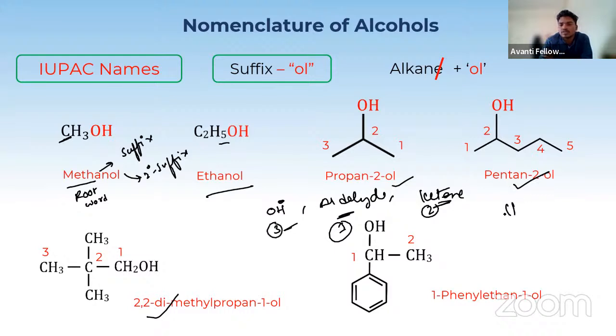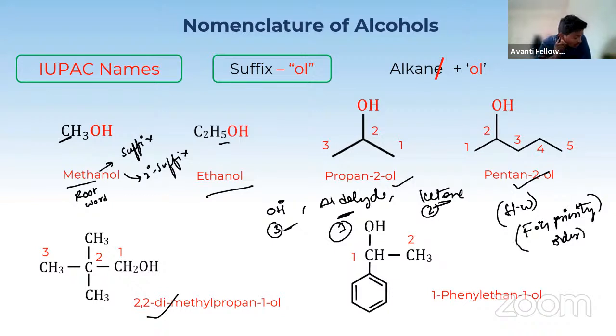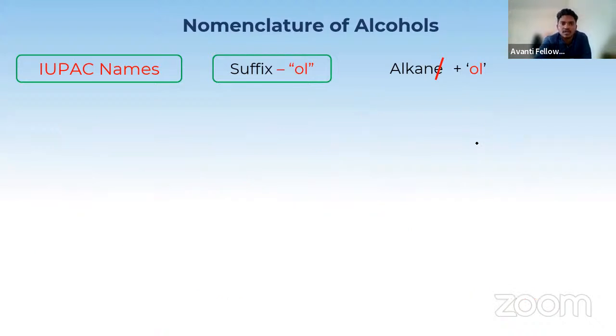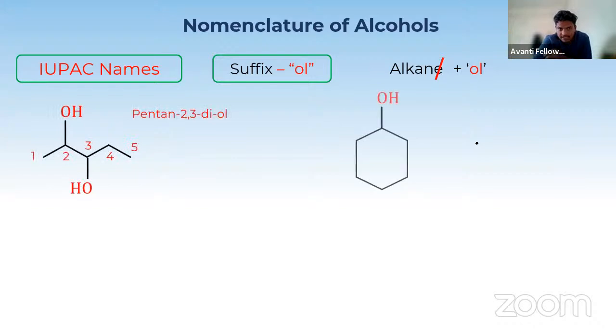So homework for you guys today is to try to see the functional group priority order. Everyone remember, the functional group priority order is a must while naming the IUPAC compounds. Okay, and this is the 1-phenyl ethanol group. Next, nomenclature you can see here.